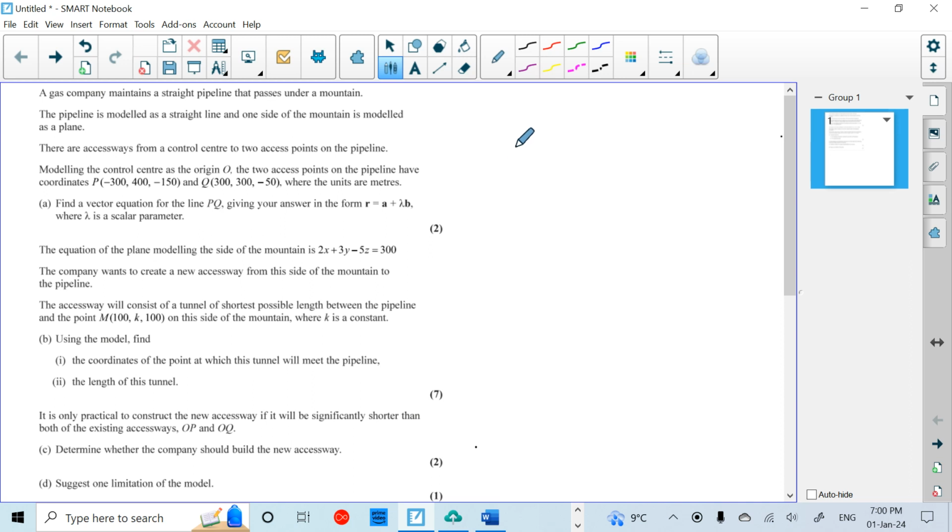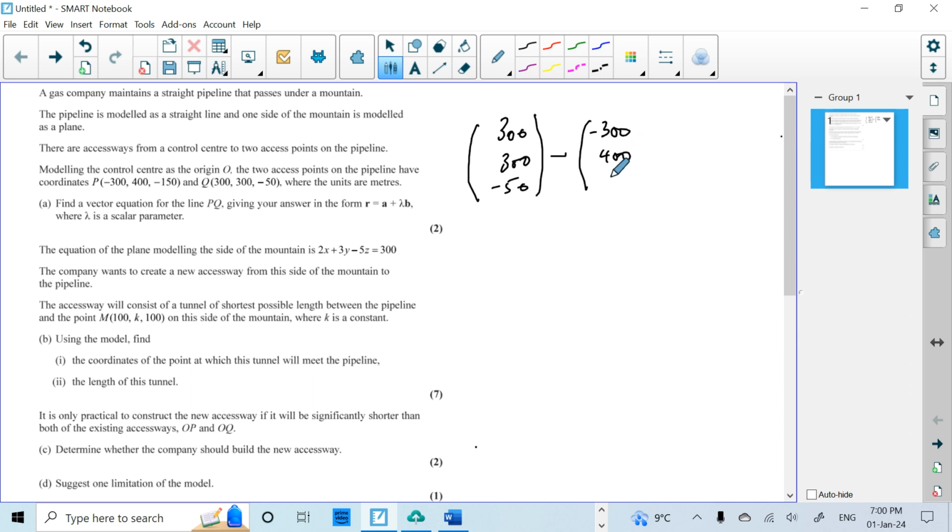So that's Q minus P, and we're going to use vector form. 300 is Q and minus 50. So that's the point Q, because PQ is going to be Q minus P, and we're going to minus P, which is minus 300, 400, and minus 150. And what does that give us? Well, that's going to give us 600, 100, and of course 100.